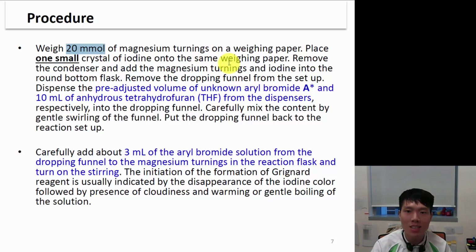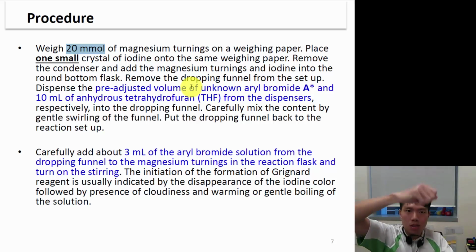Remove the condenser, add the magnesium turnings and iodine to the round-bottom flask. Remove the dropping funnel from the setup, and then dispense, with the automatic dispenser, the pre-adjusted volume of the alkyl bromide. Okay, and then THF, all goes in.